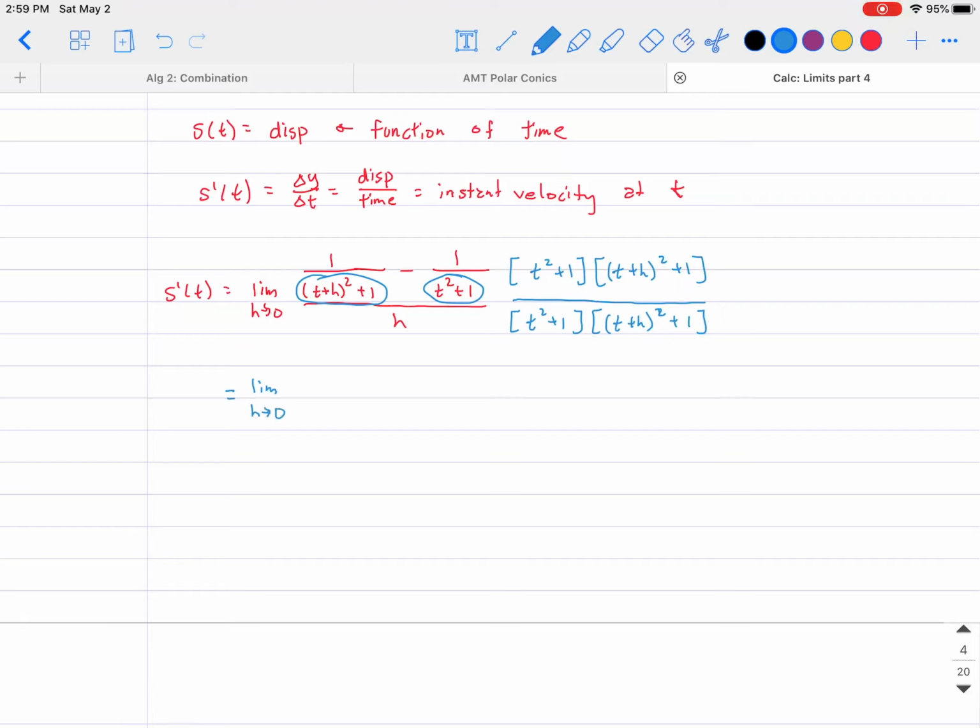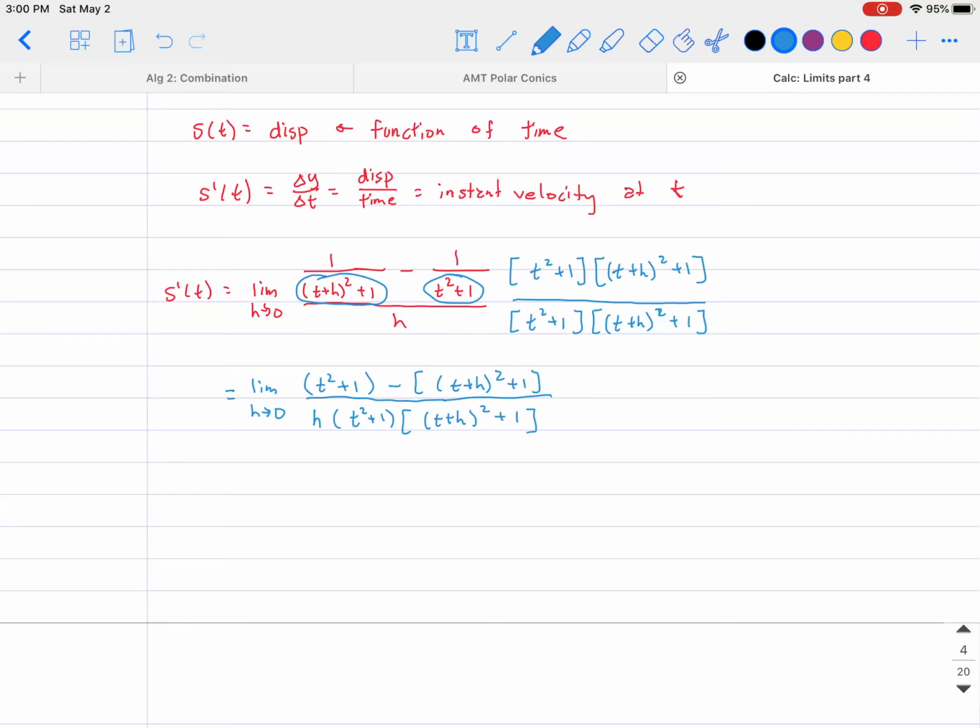Let's see, the numerator. If I were to multiply that out, in the first part, the (t plus h) quantity squared plus 1 factor cancels out. So that leaves you with just t squared plus 1. Minus, for the second part, the t squared plus 1 cancels out. So that leaves you with, in parentheses, (t plus h) squared plus 1. And then finally, all divided by, again, don't multiply anything out on the bottom, h times (t squared plus 1) times (t plus h) quantity squared plus 1.